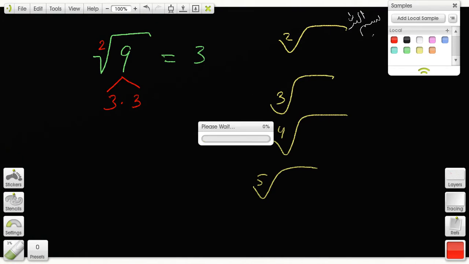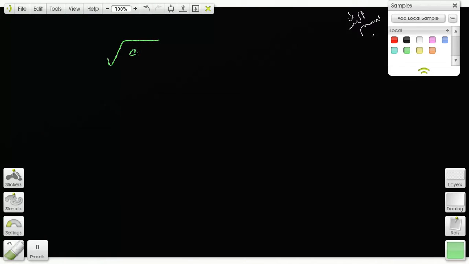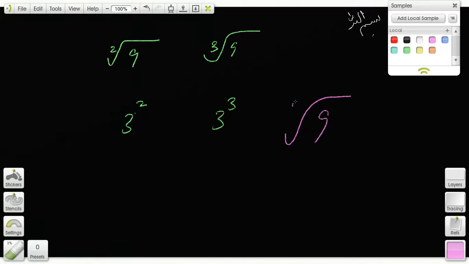Don't you say square root of 9? You take the square root of 9, you say 3 squared. This is 3 cubed. This is the cube root of 9. You understand that? So even when you articulate it, square root of 9, you're saying it, but you're not writing it. Does that make sense?